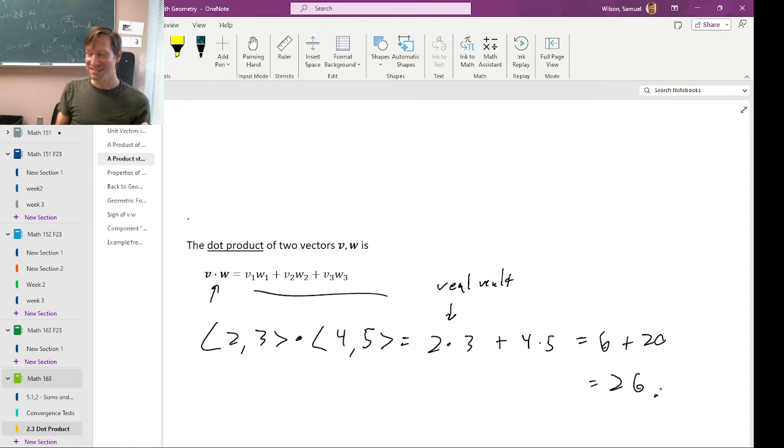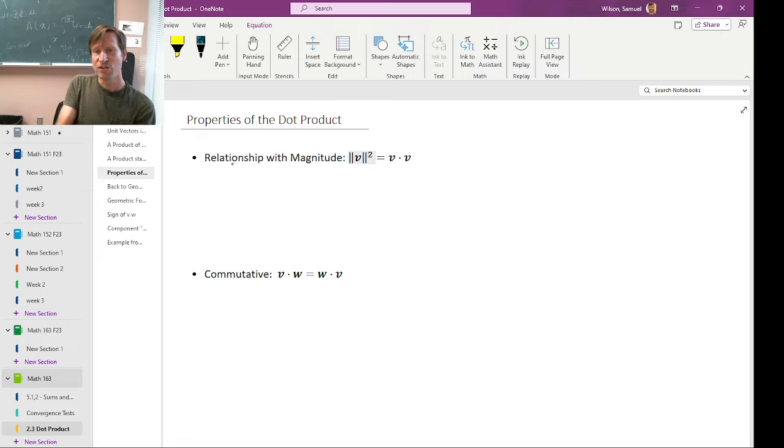Remember, we did guess a formula for a product already and it failed, so we've invented another formula. It's not clear if it will fail or not. To get a handle on if this means anything or not, we need to dig into some algebraic properties of this product. So first of all is its relationship with magnitude. The square of the magnitude is v dot v. That's clear from the formula.